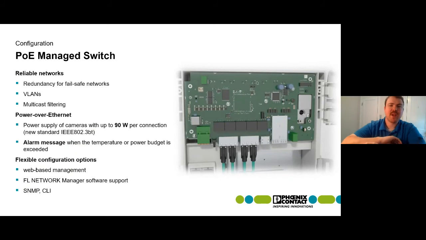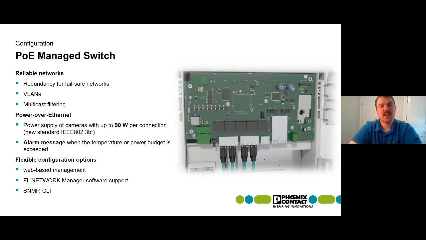All right, since we got a little bit more of an installation overview, now we're going to get into how the configuration works and what kind of different features are available from a managed switch perspective. So the camera box itself, the main feature is that it is a PoE managed switch. So it has all the features from redundancy, VLANs, any multicast filtering that's needed. And again, from the new standard, it can power up to 90 watts per connection.